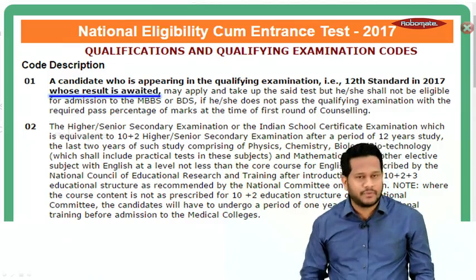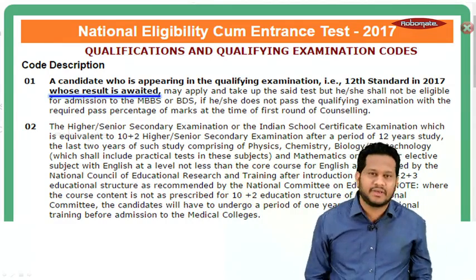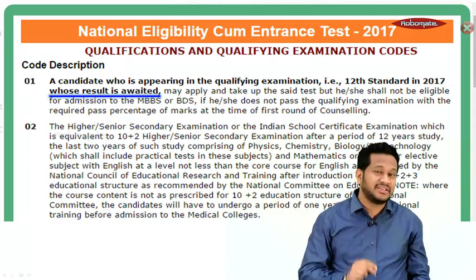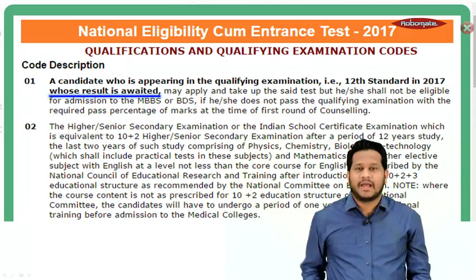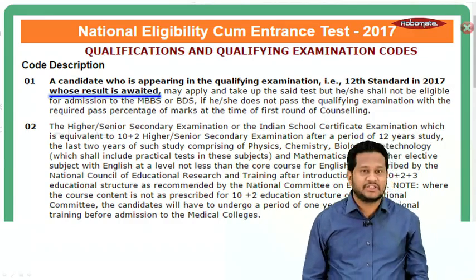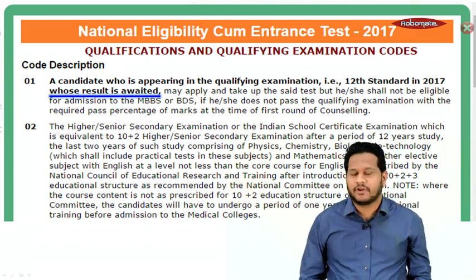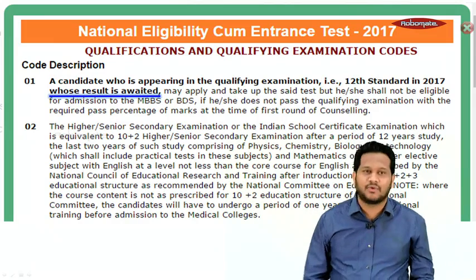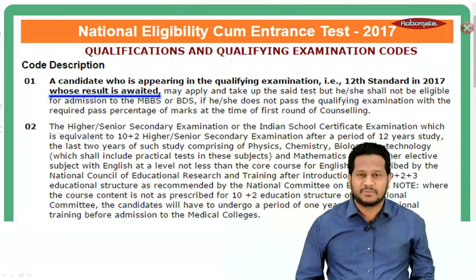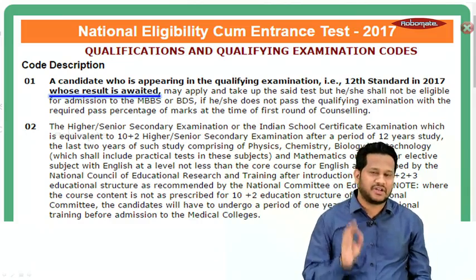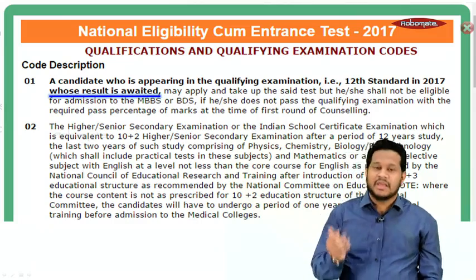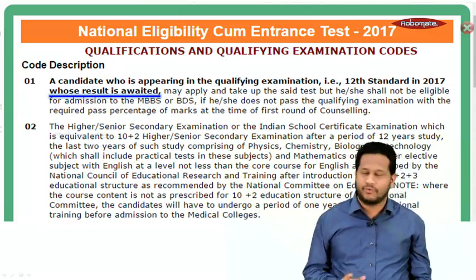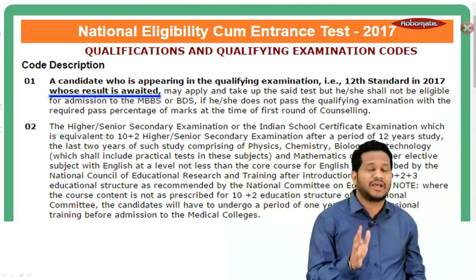If I read the first one completely, it's something like: a candidate who is appearing in the qualifying examination 12th standard in 2017 whose result is awaited, further may apply and take up the said test, but he or she shall not be eligible for admission to MBBS or BDS if he or she does not pass in the qualifying examination with the required pass percentage of marks at the first round of counseling. If you are about to appear for 12th standard, that is the first one which you are going to mark. Your code has to be 01.